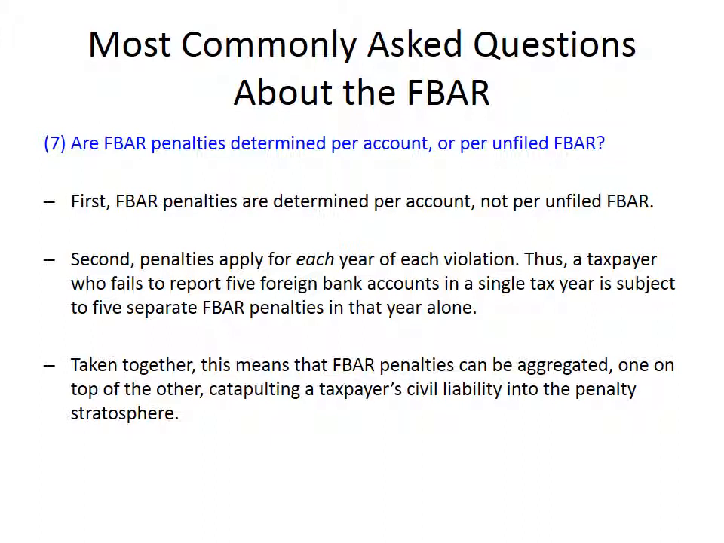Taken together, this means that FBAR penalties can be aggregated, one on top of the other, catapulting the taxpayer's civil liability into the penalty stratosphere. I know it's something that people don't like to hear, but it's important to know that right out of the gate, since this could potentially be the result if the taxpayer decides to do what's called a quiet disclosure and merely file delinquent FBARs and amended 1040s for the years in question. So there is a real risk that the FBAR penalties can catapult the taxpayer's liability into the stratosphere. And that is the risk, of course, that must be taken into consideration whenever a taxpayer is determining the best course of action for coming into compliance.